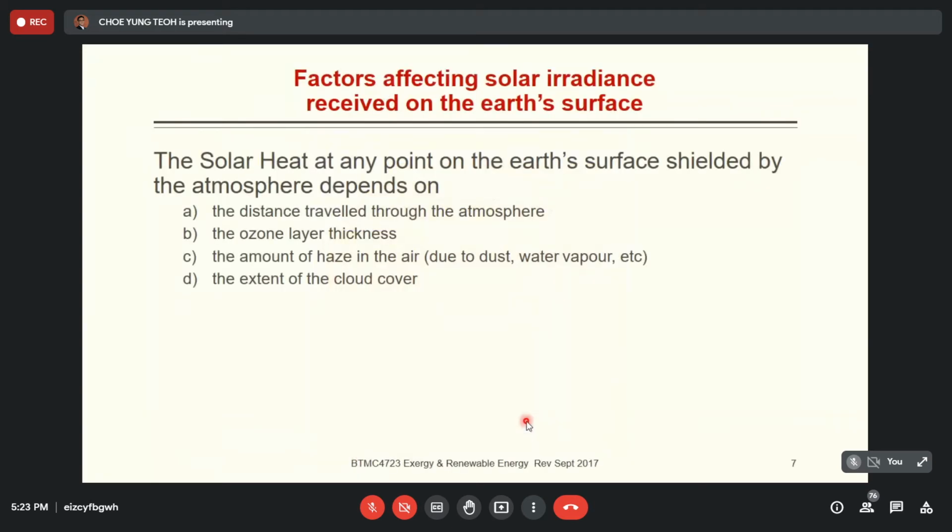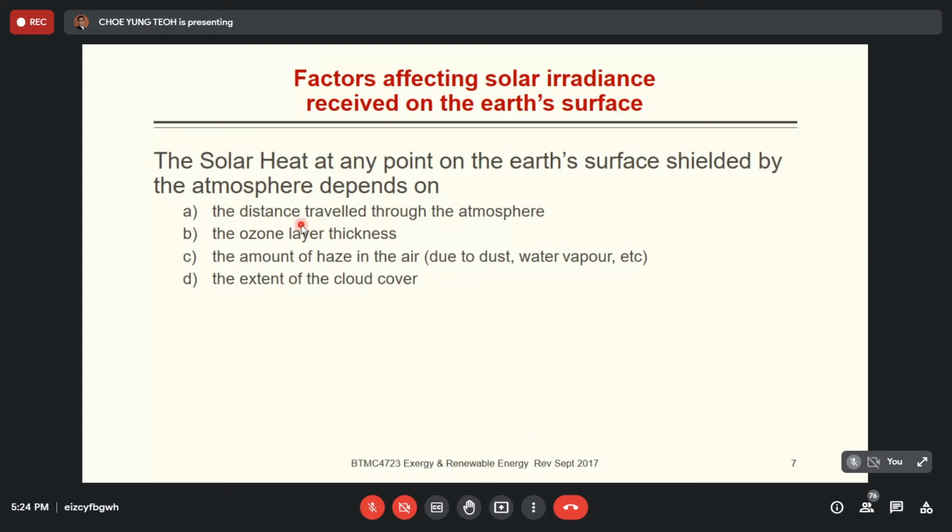Then we talk about the factors affecting solar irradiance received on the Earth's surface in general. There are 4 factors affecting the amount of solar irradiance that we receive. For example, now we are at Kuala Lumpur. Some of you are at Penang, Belize. For these 2 locations, the amount of solar irradiance that we receive will be different. In general, Penang receives more sunlight than Kuala Lumpur. This is just Malaysia, just different locations in Malaysia, and you will receive a different amount of solar irradiance. This is because of 4 factors.